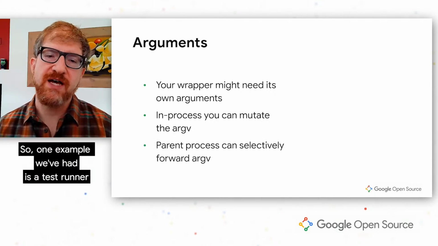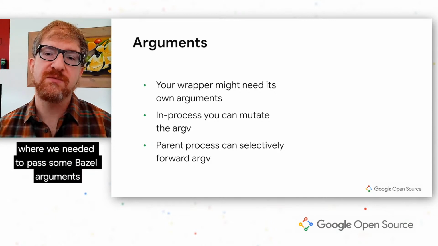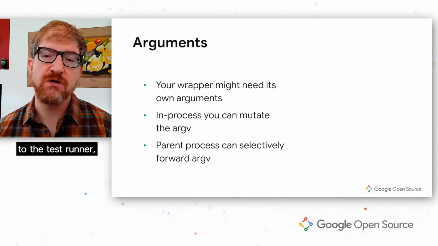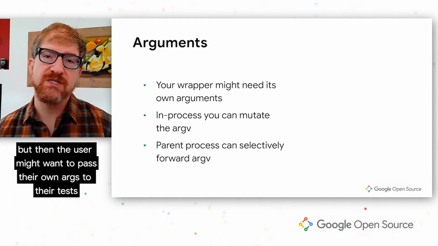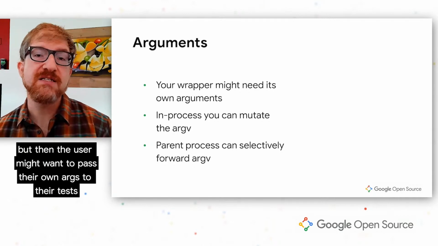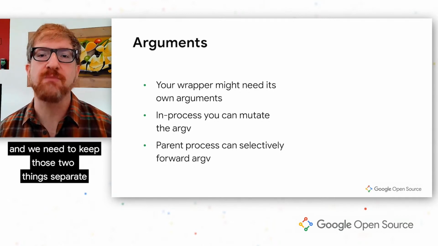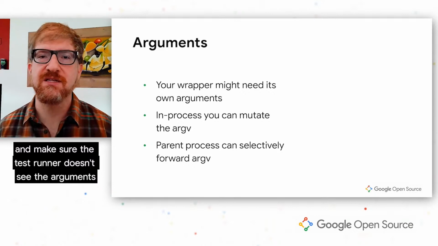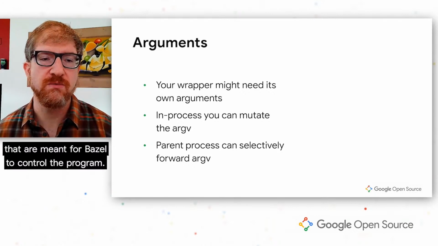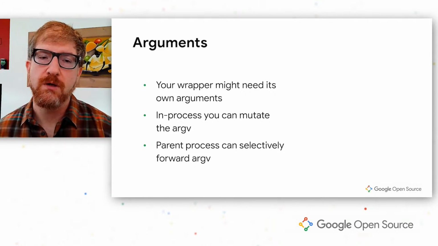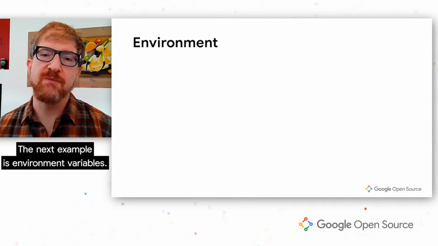So one example we've had is a test runner where we needed to pass some Bazel arguments to the test runner, but then the user might want to pass their own args to their tests, and we need to keep those two things separate and make sure that the test runner doesn't see the arguments that are meant for Bazel to control the program. The next example is environment variables.